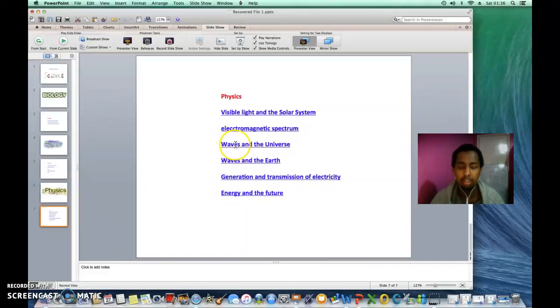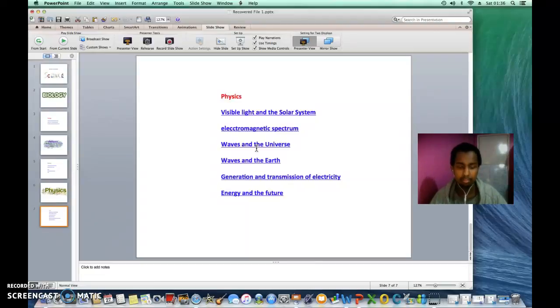Next is waves and the universe. In this topic, we will explore the solar system and the stars, the difference between stars, the moon, their functions, and we'll discover the origin. We try to understand the origin of the universe, the Big Bang Theory. We'll study the following things: the Big Bang Theory, the origins of the universe, and the distance between the moon and our planet Earth.